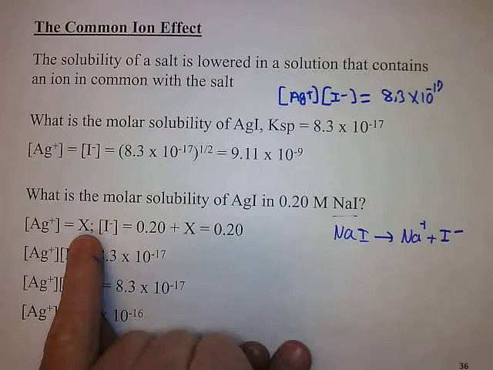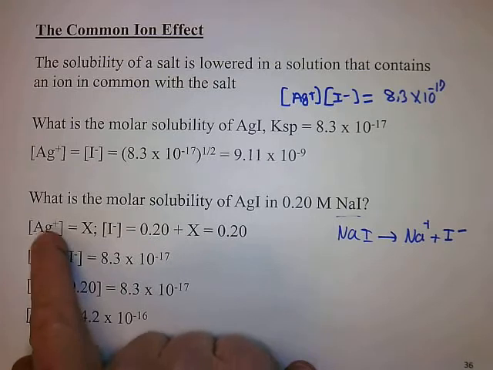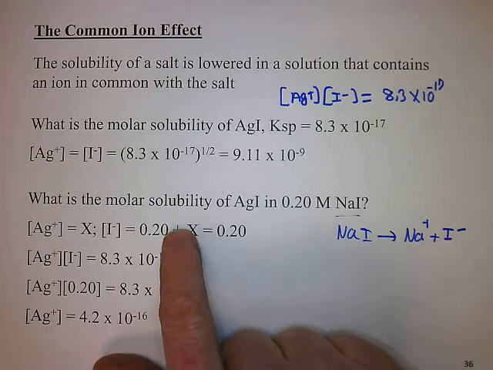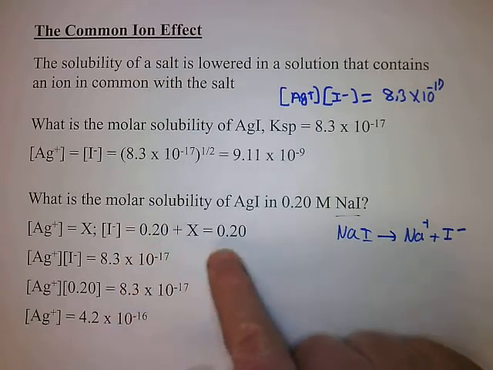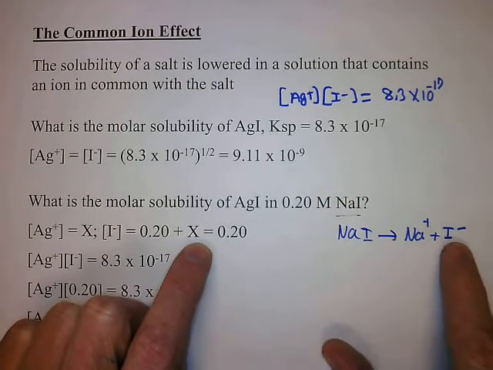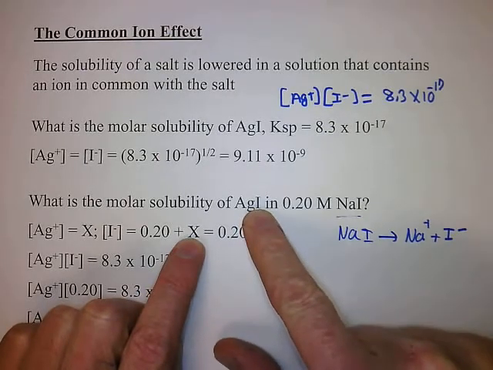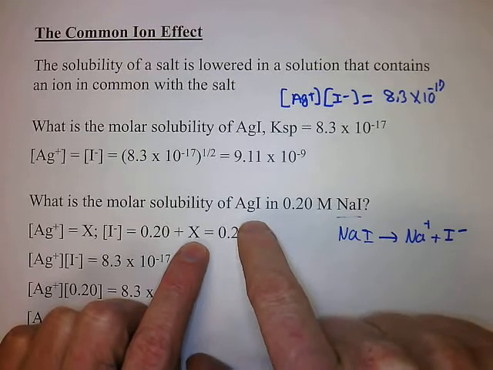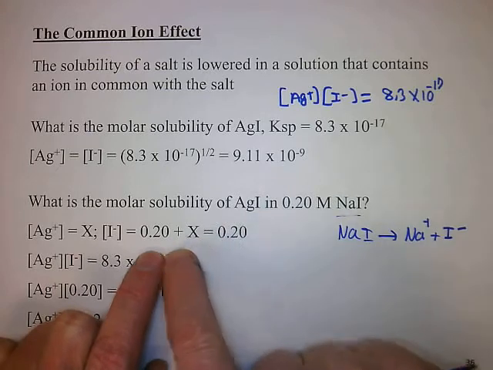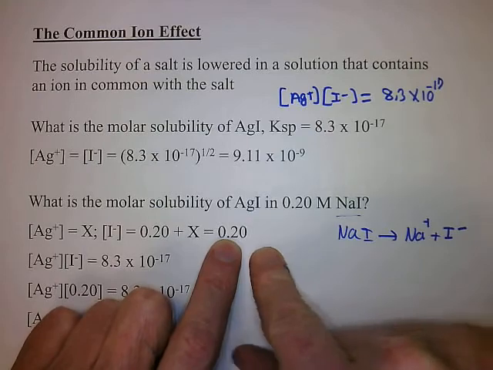So if X moles of your silver iodide dissolve, we'll have X moles of silver ion, and we'll have 0.20 plus X moles of iodide. Where are we getting this from? Okay. Well, the 0.2 is coming from the sodium iodide, and the X is coming from the dissolving of the silver iodide. And we're going to neglect the iodide from the silver iodide. We're going to assume that 0.20 plus X is for all practical purposes equal to 0.2.